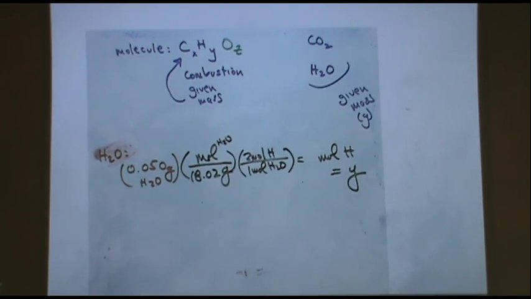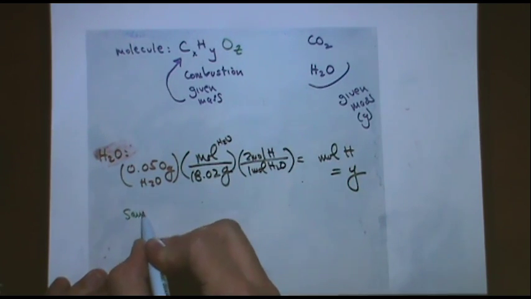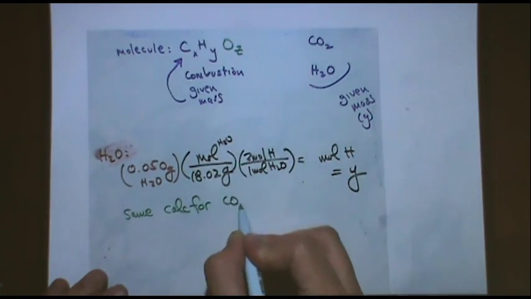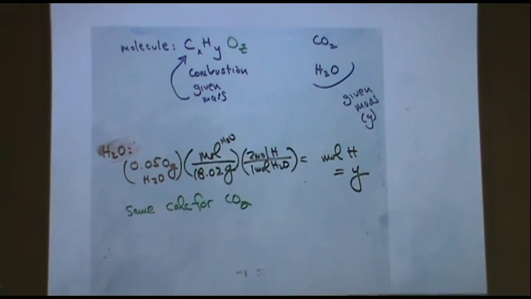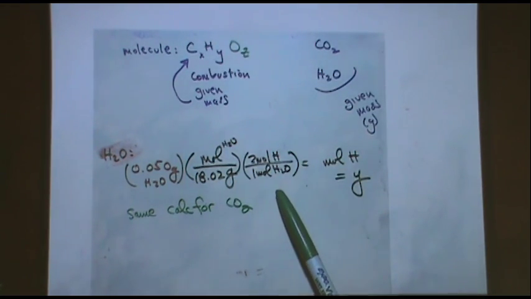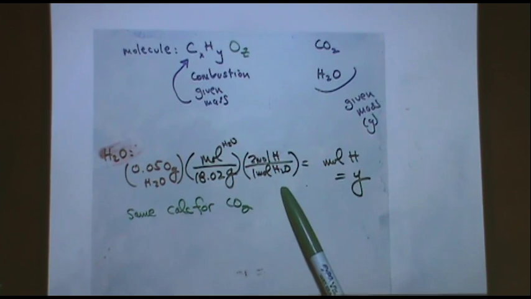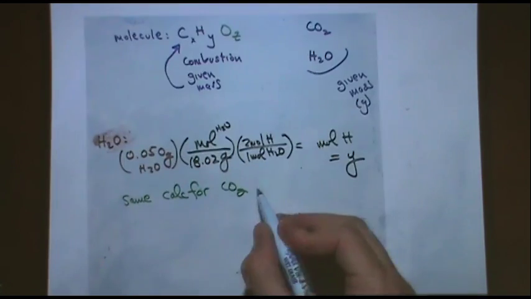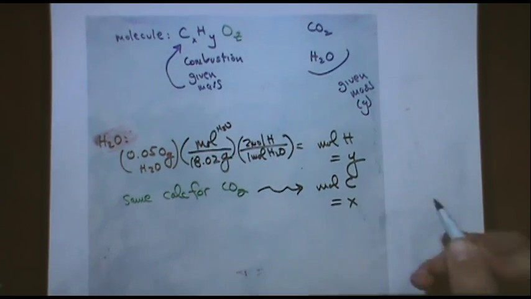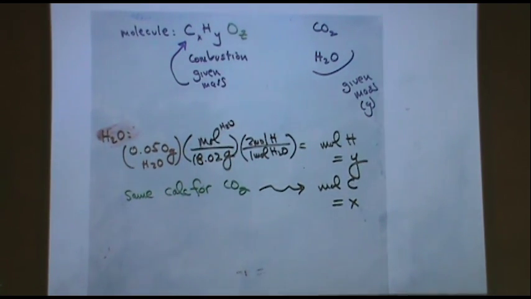You are then going to do the same calculation for CO2. But what's going to be different? The molar mass will be different. And what's this molar ratio going to be? Not 2 to 1, but 1 to 1, because there's 1 carbon atom in every CO2 molecule. So that calculation, same calculation for CO2, this will get you moles of carbon, which is equal to X on this page. Okay? So you're pretty much halfway there.